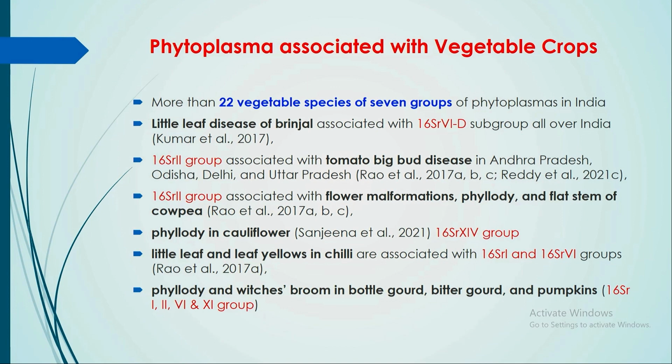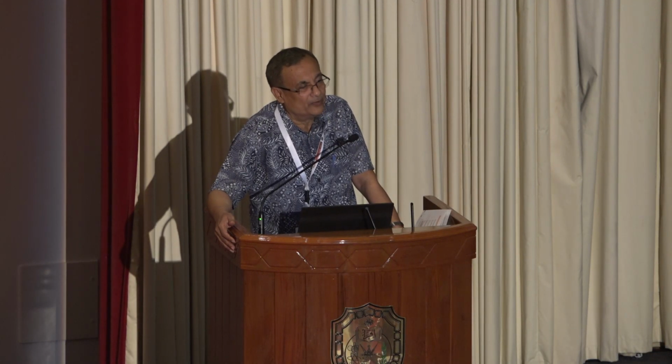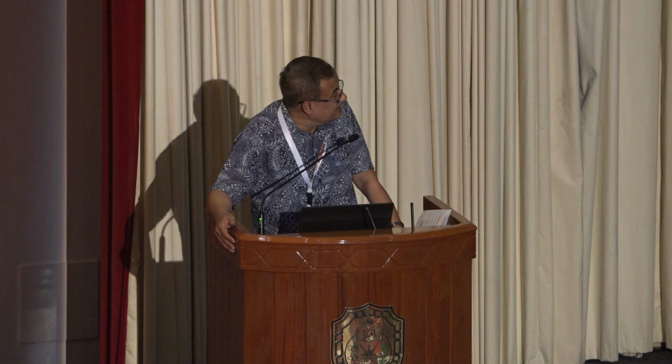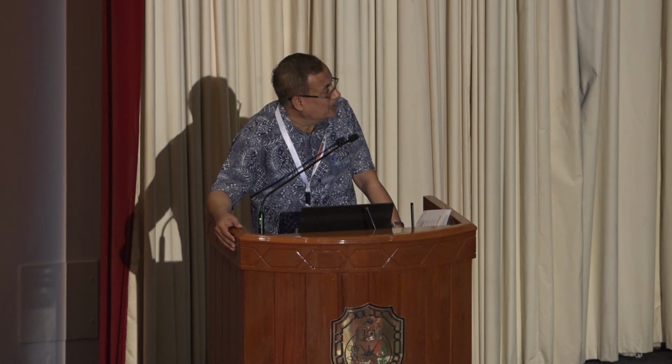And then followed by cowpea, cauliflower, and chili. Chili is again very important, where we got mixed infection. Generally, we find mixed infection of phytoplasma with different types of viruses: potyvirus, cucumber mosaic virus, and different types of Begomoviruses. And then cucurbits. Today I am going to discuss a new phytoplasma strain we identified from a cucumber in India. Earlier, we have also reported 4 different groups from bottle gourd, beetle gourd, cucurbit, and pumpkins.